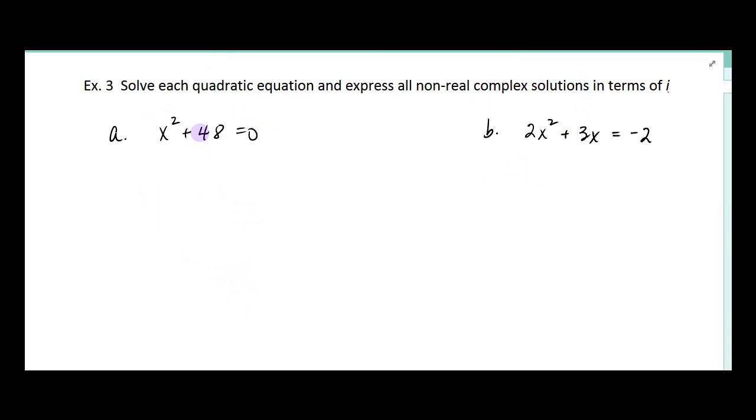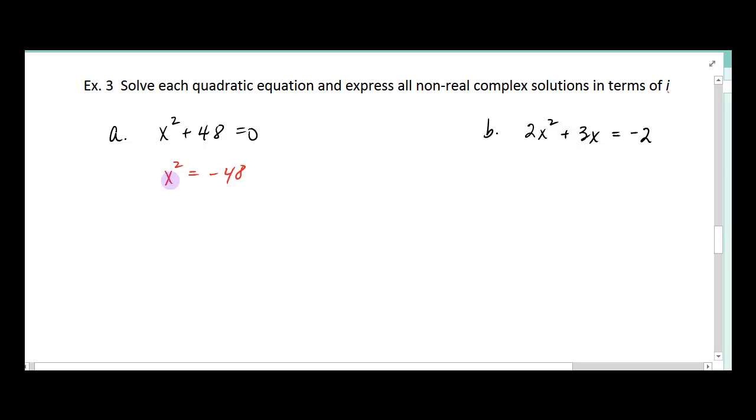Now these last two examples deal with how to solve a quadratic equation and give your answers which are non-real in their complex solutions. So give your answer as a complex solution. If we're looking at this first example here, I have x squared plus 48. There's two ways to do it, but I'm going to just subtract 48 to the other side, leaving me with negative 48 on the right and x squared on the left.